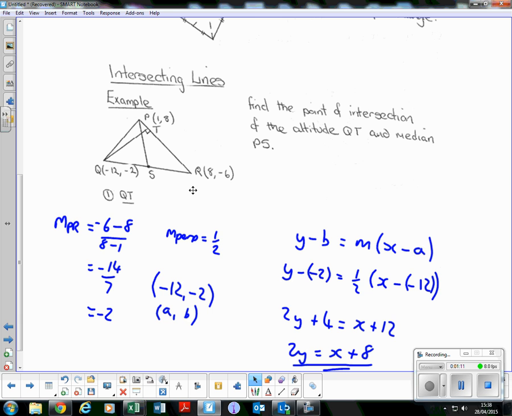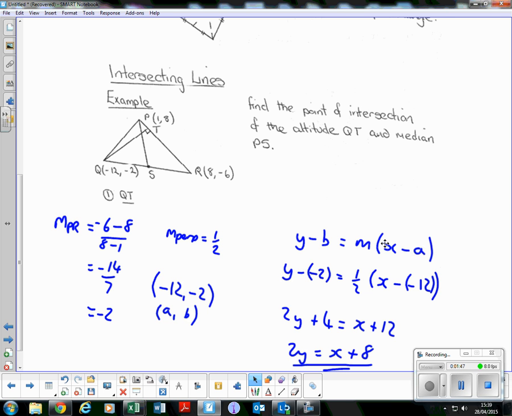Well, it's an altitude. We know an altitude is perpendicular to the opposite side and passes through this corner here, Q. So I'd find the gradient of PR. Again, y2 minus y1 over x2 minus x1, minus 14 over 7, which is negative 2. So to find the perpendicular gradient, we flip that. So the gradient will be half, and it passes through Q. Again, I'm using Q because Q is on the line. Q is on the altitude. Very important: pick a point that is on the line.